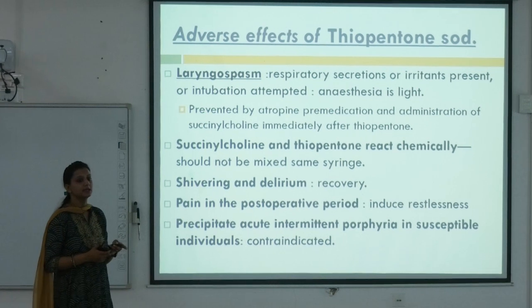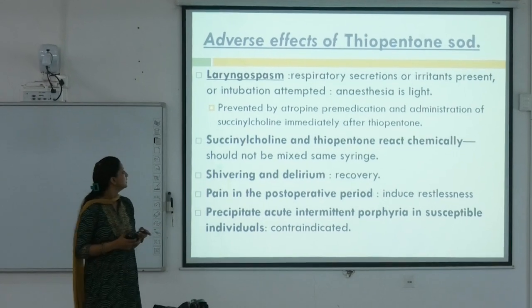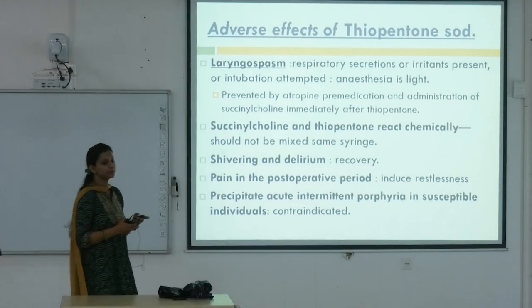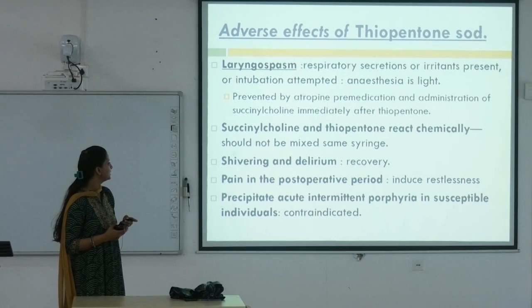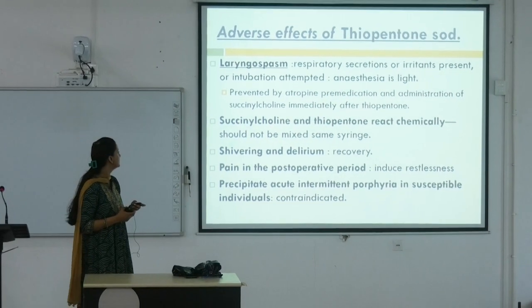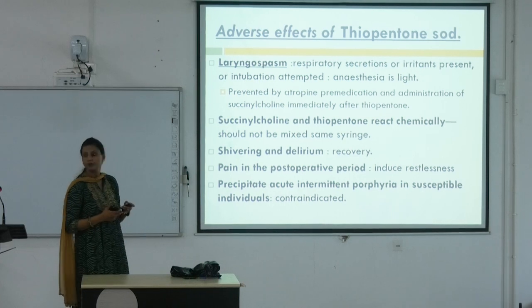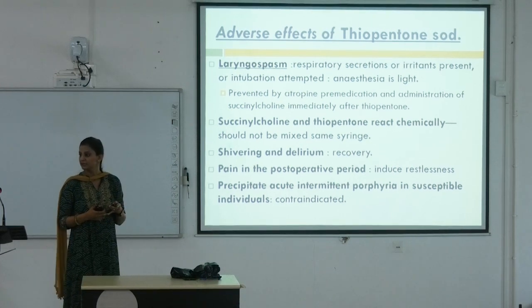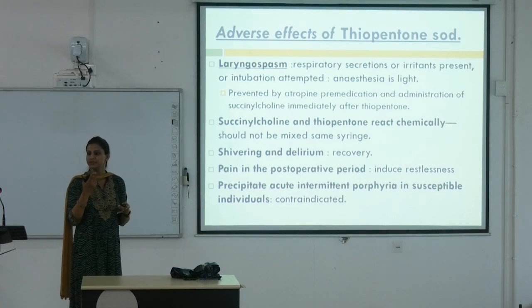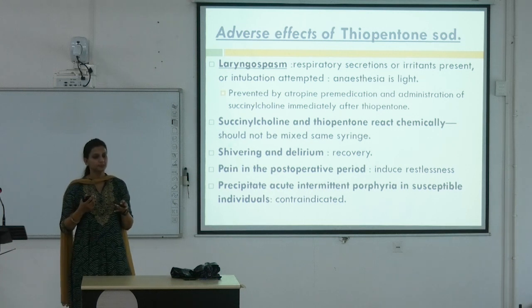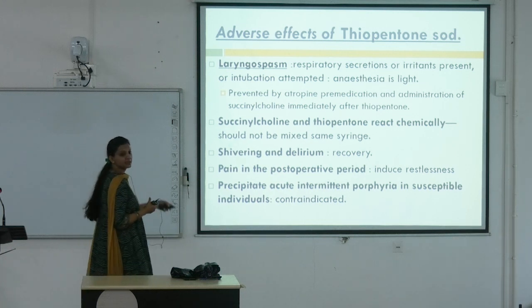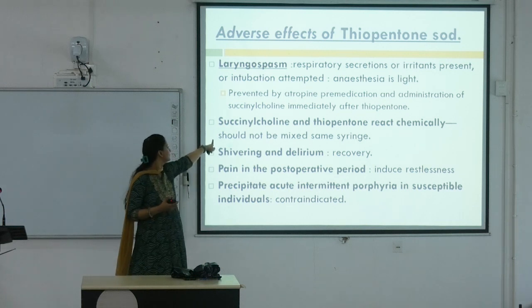It can cause laryngospasm if respiratory secretions or irritants are present, or if intubation is attempted, or if anesthesia is light. It is prevented by atropine. Pre-anesthetic medication দিতে হচ্ছে, নাহলে একটু যদি সিক্রিশন আসবে তাহলে কি হবে? laryngospasm. মাসল রিল্যাক্সেন্টের জন্য কি দেওয়া হচ্ছে?